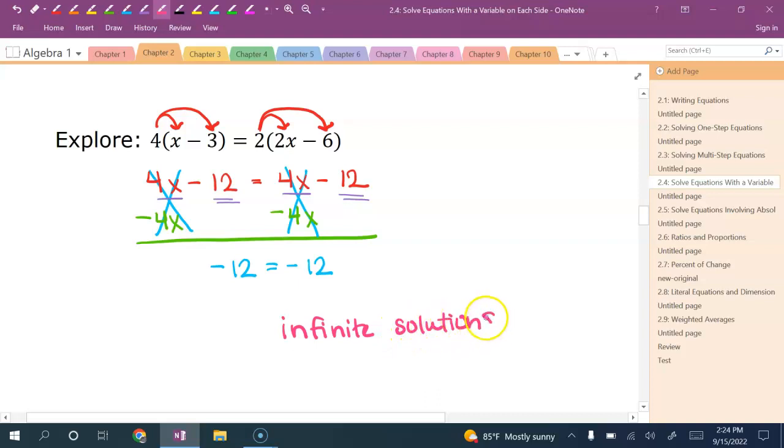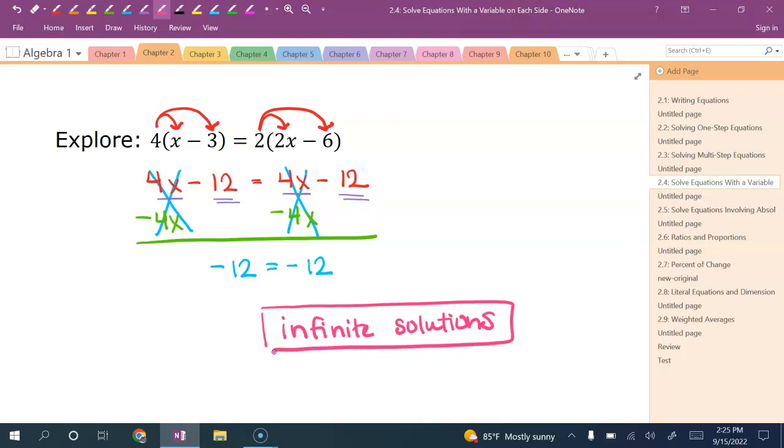Infinite, if something is considered infinite, it means that it goes on forever. Like infinity, the number infinity represents how numbers always continue to get bigger or get smaller over time. So this has an infinite number of solutions. What this means is that I could actually put in any number I wanted to for x and it would work. It would be equal no matter what x value I put in to that problem.